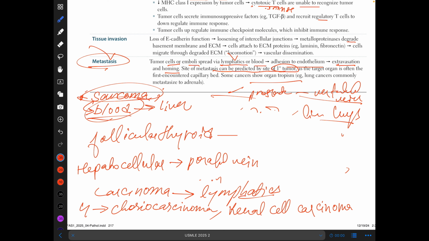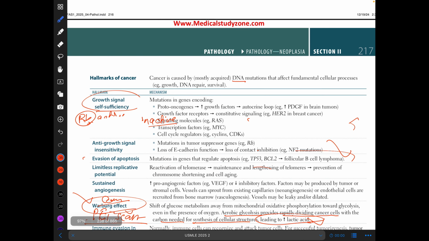This is the important thing in medicine. There are two routes of spreading of cancer: lymphatics and blood. Sarcomas are spread by blood, and whenever any cancer is spreading by blood, it will go to the liver or lungs. All carcinomas go by the lymphatic route, but the exceptions are choriocarcinoma, renal cell carcinoma, hepatocellular carcinoma, and follicular thyroid carcinoma. And that's all about metastasis and the hallmarks of cancer.